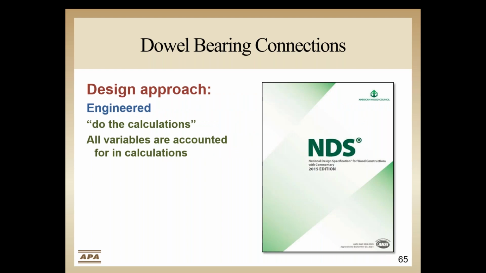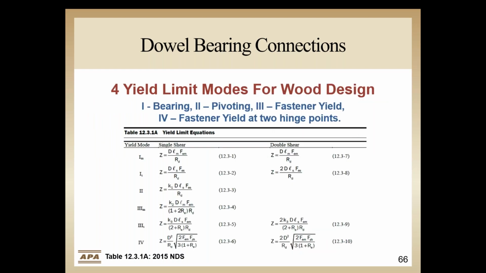When it comes down to dowel bearing fastener design, these typically require an engineered solution. The National Design Specification for Wood Construction, NDS 2015, provides guidance for the design and specification of dowel bearing connections that we will review here. In designing a dowel bearing connection, equations have been developed as part of the 2015 NDS for 4 possible yield modes that dowel fasteners can take on. These encompass the 4 modes of failure: bearing, fastener pivoting, fastener yield at 1 hinge point, and 2 hinge points. This results in 6 equations that represent these failures.